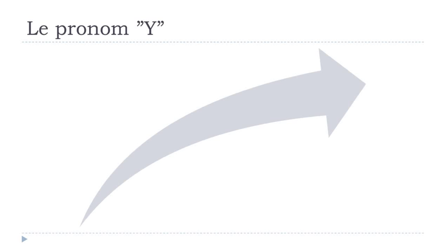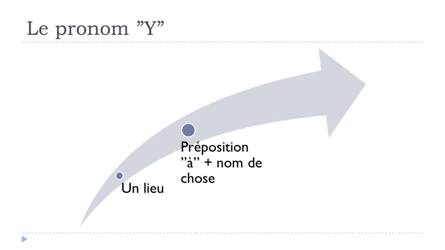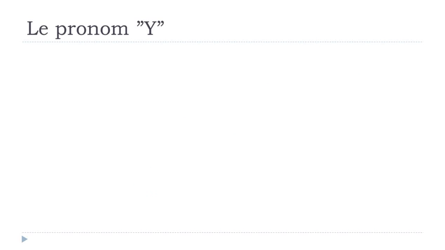So le pronom Y, we'll say that it can replace un lieu, a place, okay? Or then it can replace la préposition à and then a noun of thing. And then we'll see how to construct it when you've got a negative form, okay? So let's see now for a place, un lieu.